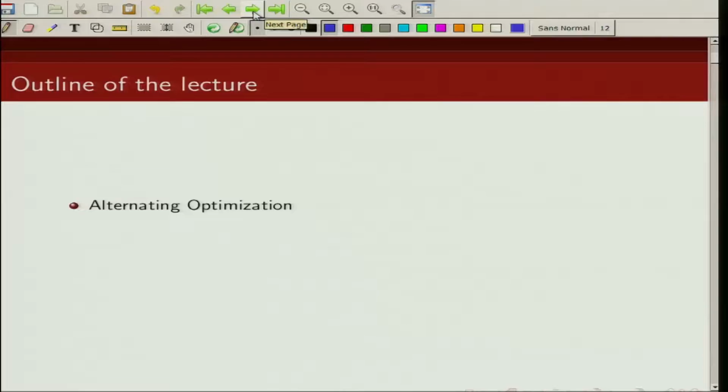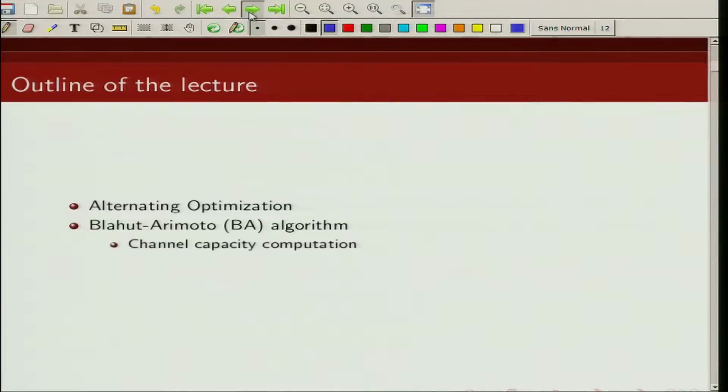So first we will talk about this algorithm in a general setting, and then we will be talking about the alternating max optimization algorithm, and then we will talk specifically about this Blahut-Arimoto algorithm. In particular, we will talk about how we can use this algorithm to compute channel capacity and how we can use this algorithm to compute the rate distortion function. Now for this lecture we are going to use the book by Raymond Yeung on information theory and network coding. This is chapter 9 of that book.